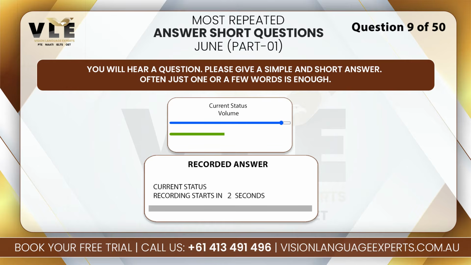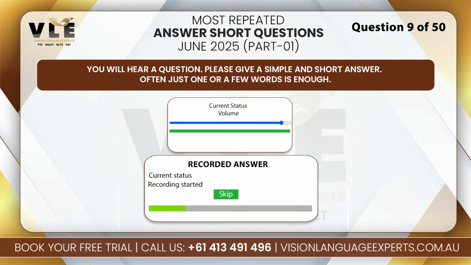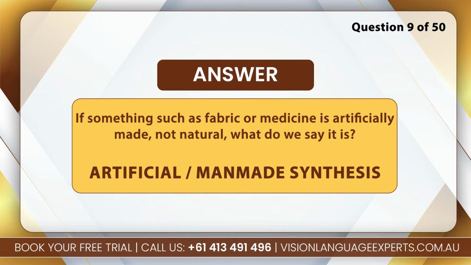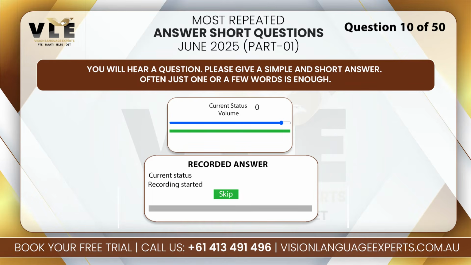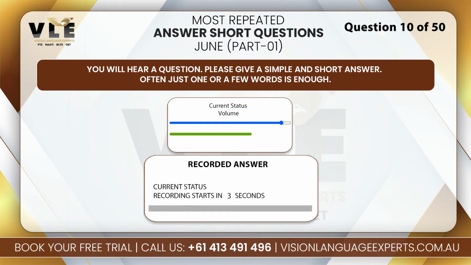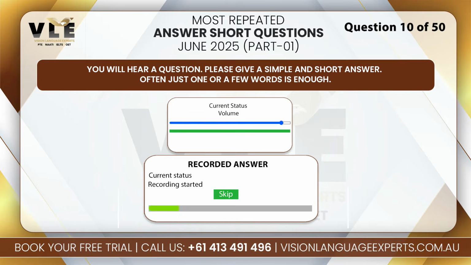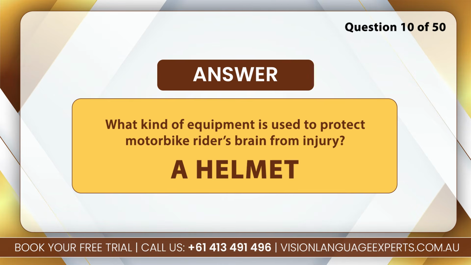If something such as fabric or medicine is artificially made, not natural, what do we say it is? Artificial/man-made synthesis. What kind of equipment is used to protect motorbike rider's brain from injury? A helmet.